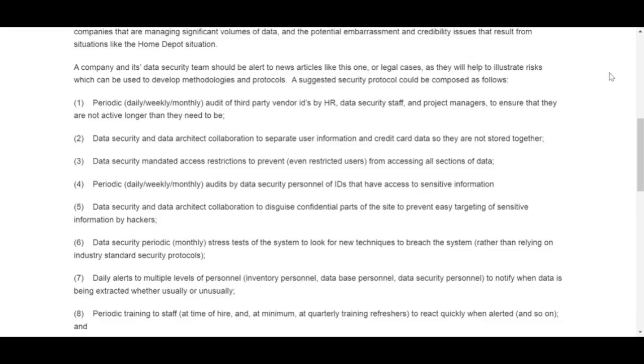In that post, I contemplate a periodic audit, an architecture relating to data security for user information and credit card data to ensure that those aren't held together, data security mandated access restrictions to prevent even restricted users from accessing all sections of data, additional audit requirements relating to security IDs and recycling IDs to make sure that people are not using the same ID and password over time, periodic stress tests and daily alerts and so on. So please take a read of this when you have a moment.